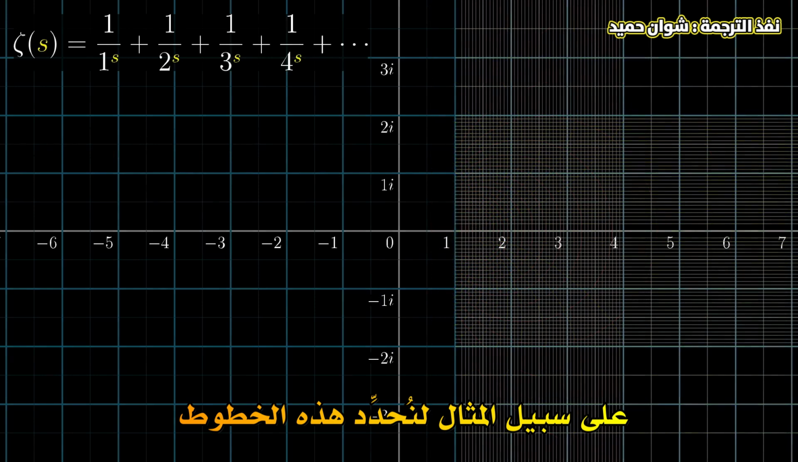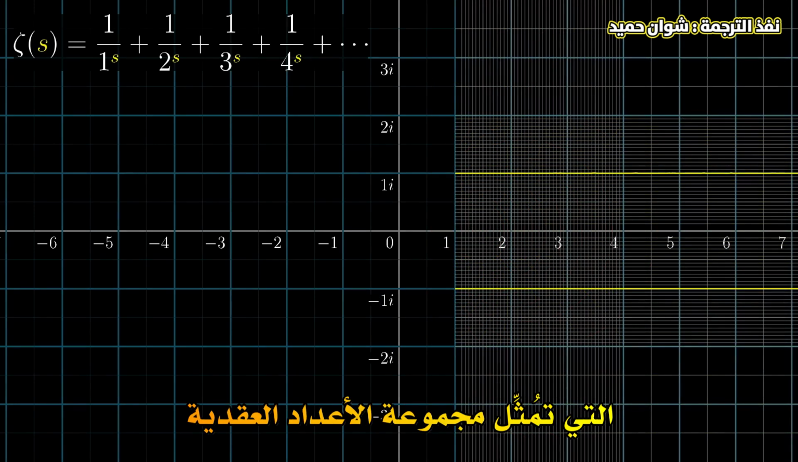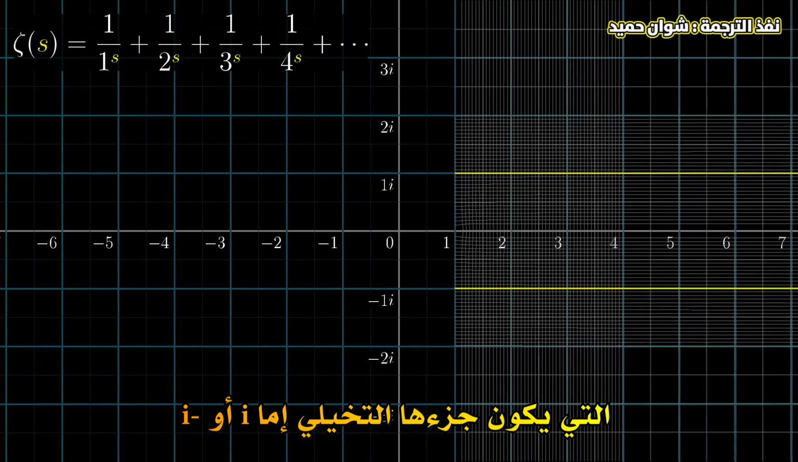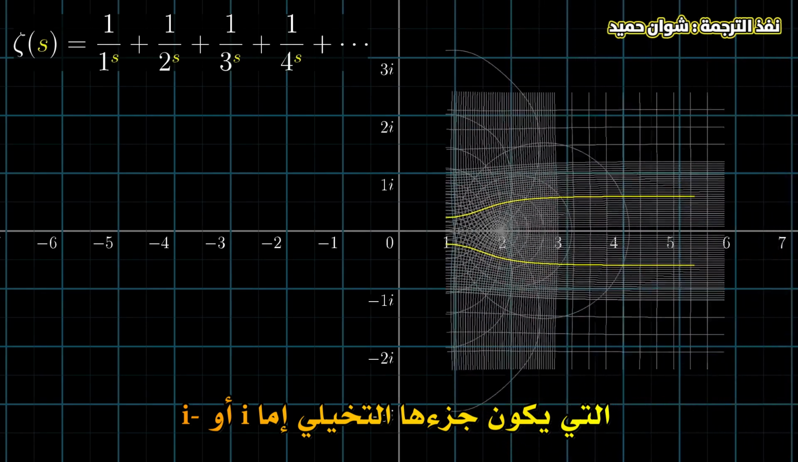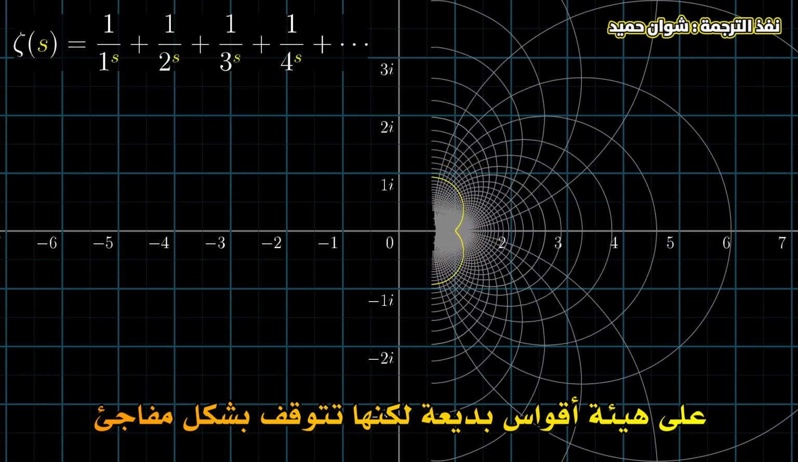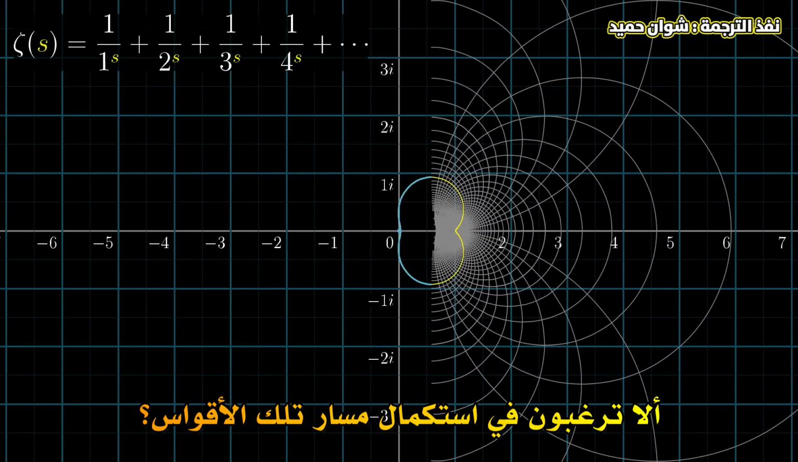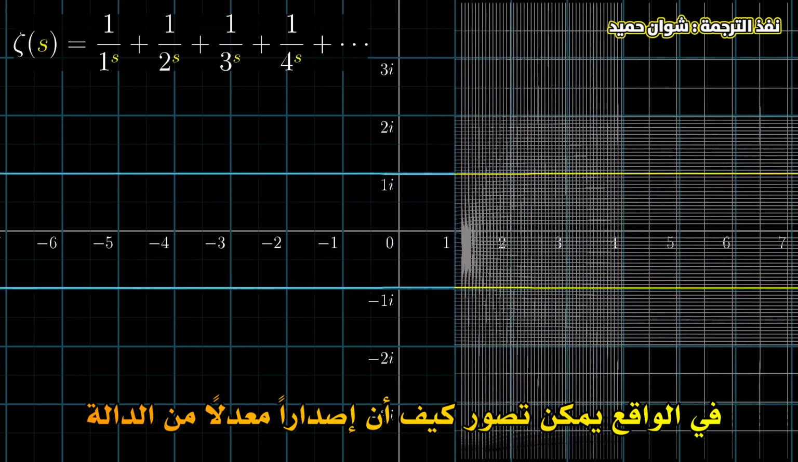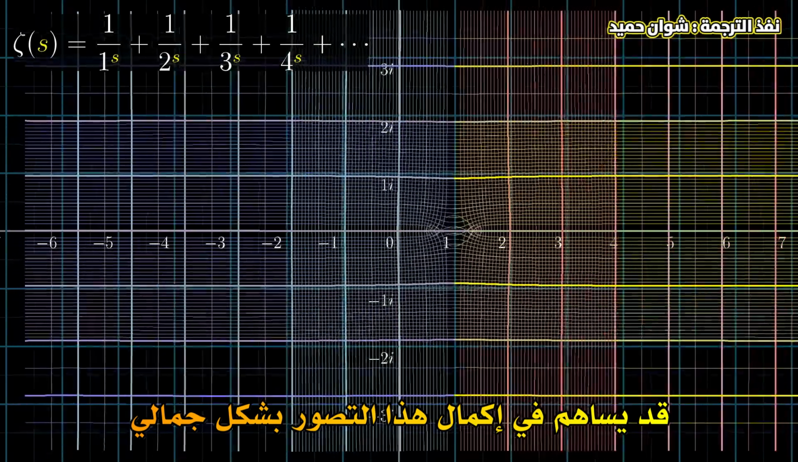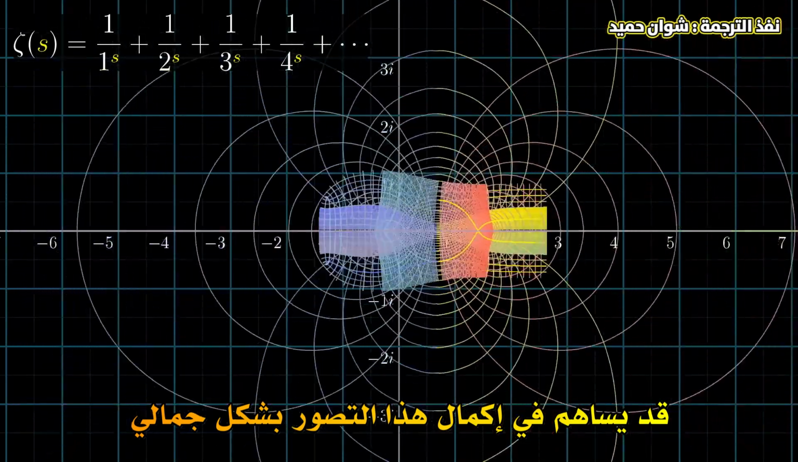For example, let's highlight these lines here, which represent all of the complex numbers with imaginary part i or negative i. After the transformation, these lines make such lovely arcs before they just abruptly stop. Don't you want to just continue those arcs? In fact, you can imagine how some altered version of the function, with a definition that extends into this left half of the plane, might be able to complete this picture with something that's quite pretty.